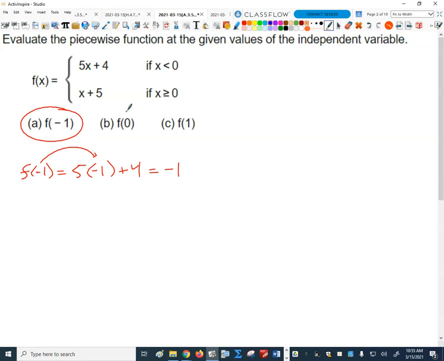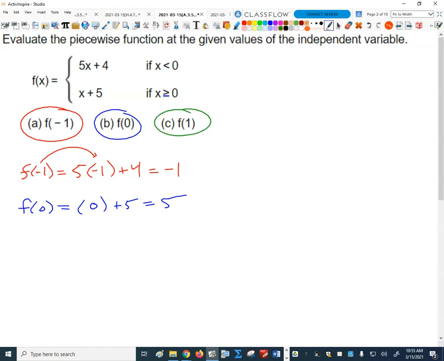What about part B? Let's do this one in blue. Where do I plug the 0 in? Top or bottom? Type it in chat for me. Okay, good. It goes in the bottom, doesn't it? Because 0 is not less than 0. 0 is greater than or equal to 0, isn't it? So we plug it into the bottom. Every place I have an x, I'm going to plug in a 0. Well, 0 plus 5 is 5. And we're done.